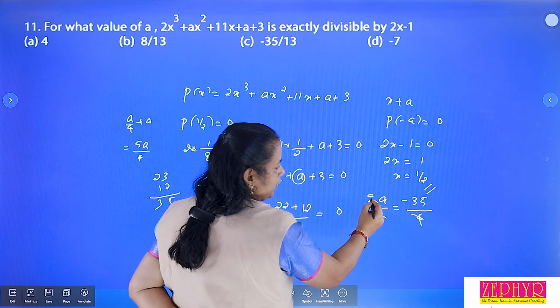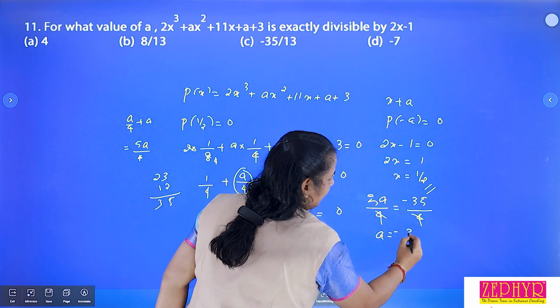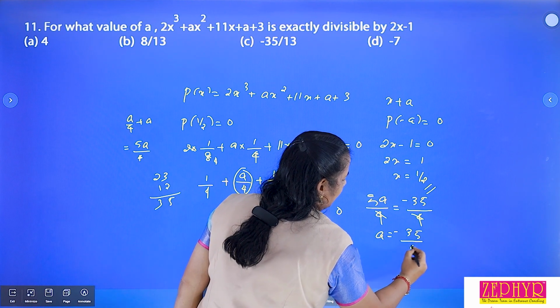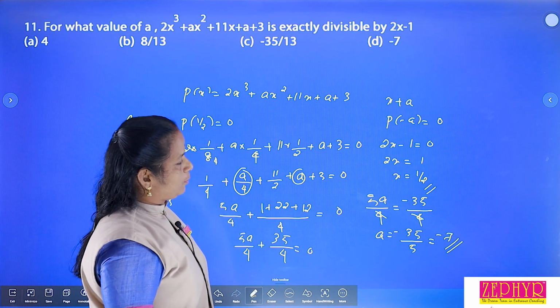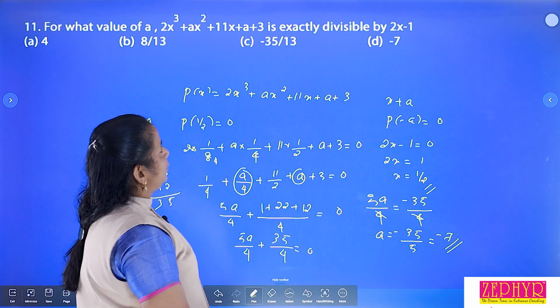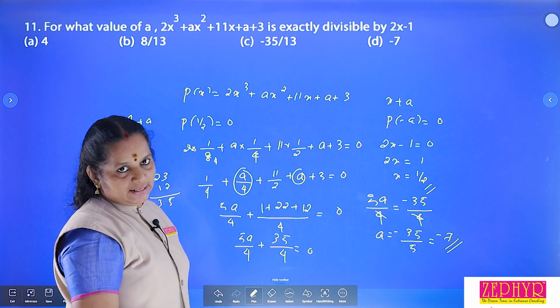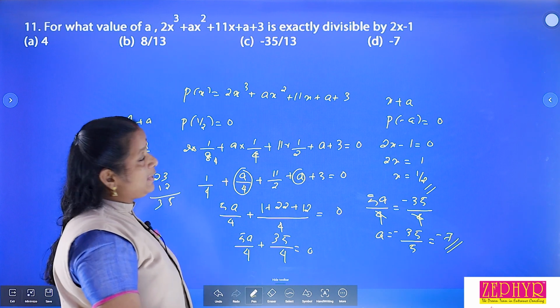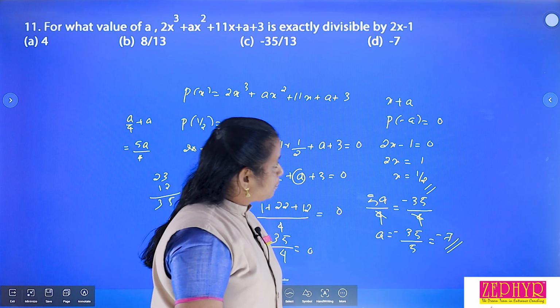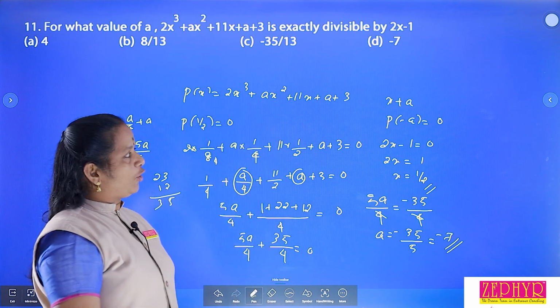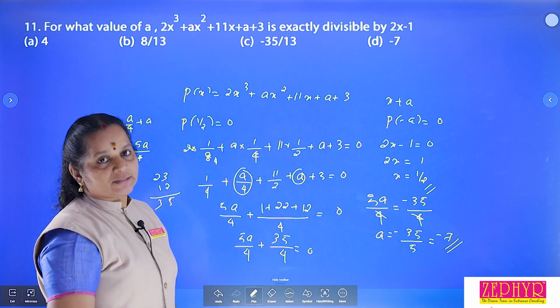Cancel this 4. A is equal to minus 35 by 5, so it is minus 7. We got the value: a is equal to minus 7. So if x minus a is a factor, or divides the polynomial completely, then x minus a is a factor, and p of a is equal to 0.